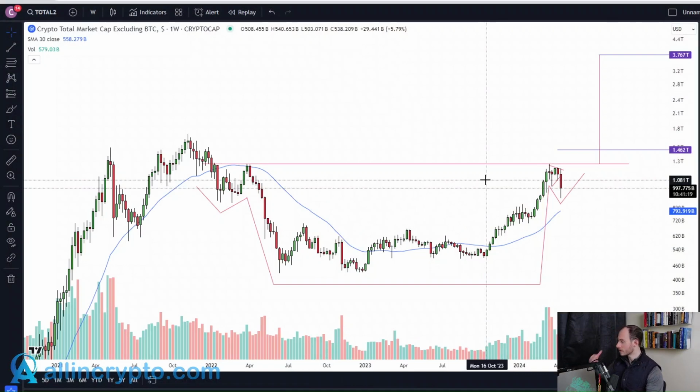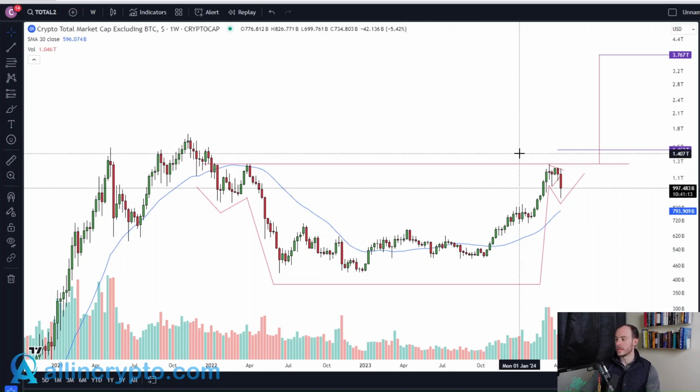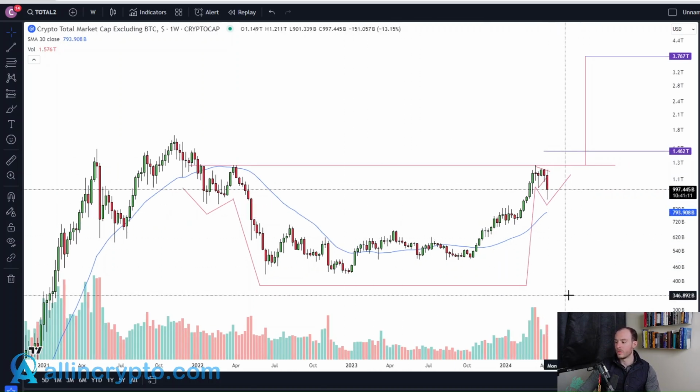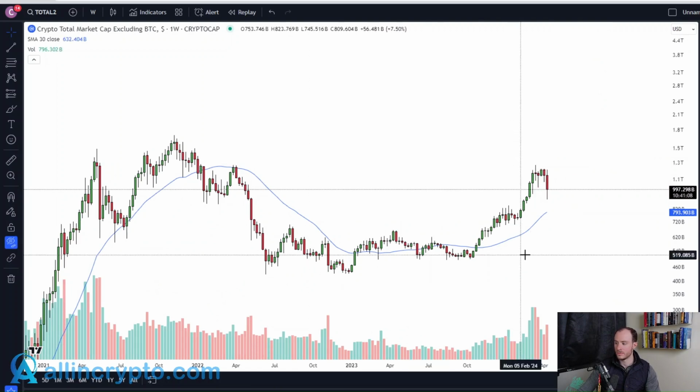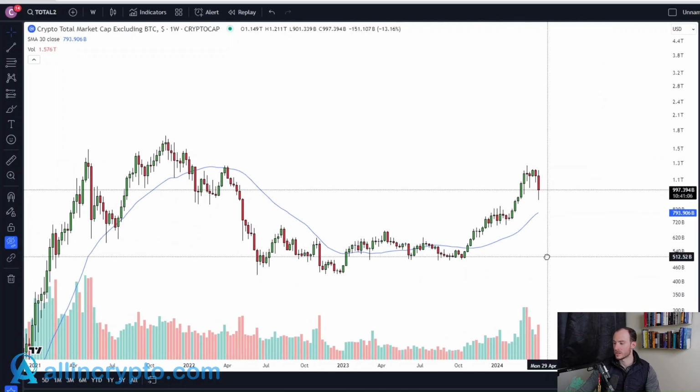And I want to start, before we dive into all that, with the Total 2. This is the altcoin market cap, so it's everything in crypto excluding Bitcoin. And I want people's assessment on what they think about this chart. For me, this doesn't look like a bad chart whatsoever.